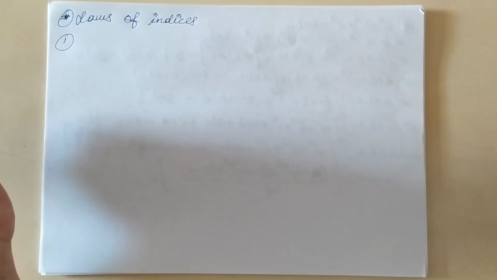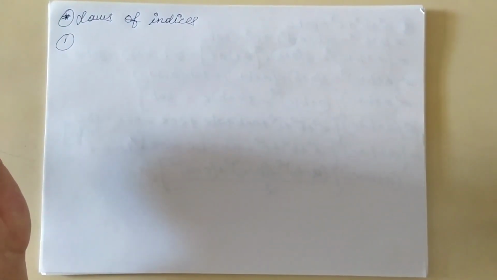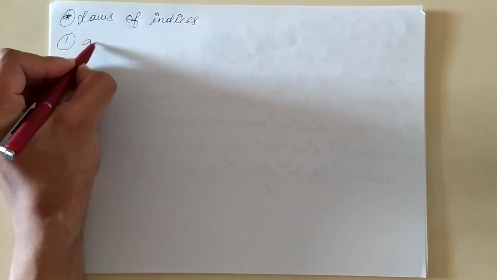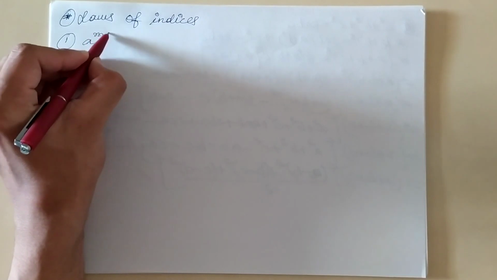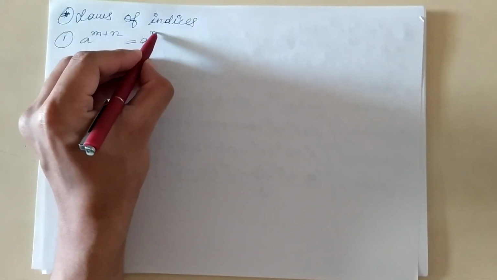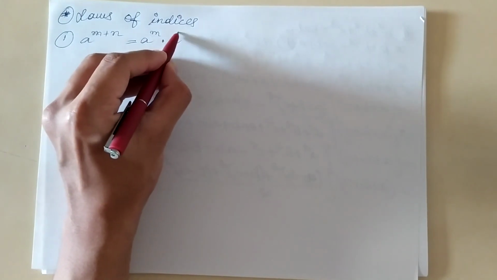So I will cover the basic laws of indices, which I think everyone must be knowing. So it will be just a recap for you. The first law is a to the power m plus n is equal to a to the power m into a to the power n.